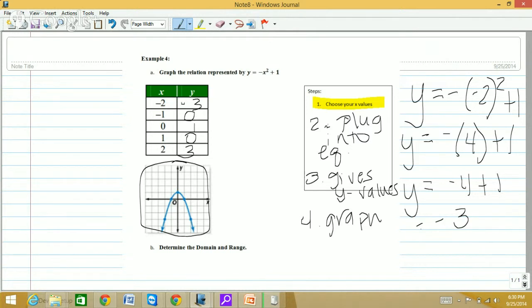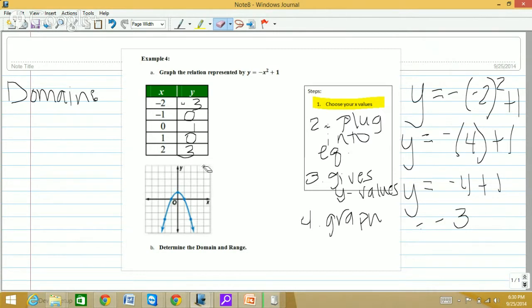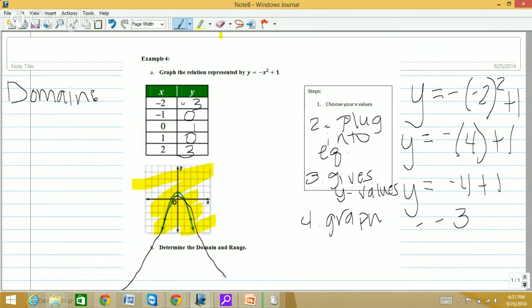So B asks you for the domain and the range. Let's talk about the domain. As you look at this graph, what values can x not have? Well, if this graph continues on forever, it gets bigger and bigger, right? So I'm hoping that you're telling me that any x value will work. So your domain is going to be, again, all the reals.